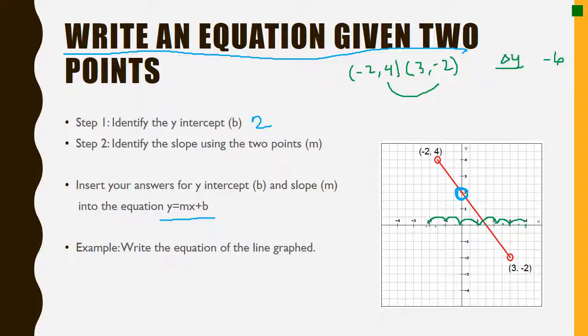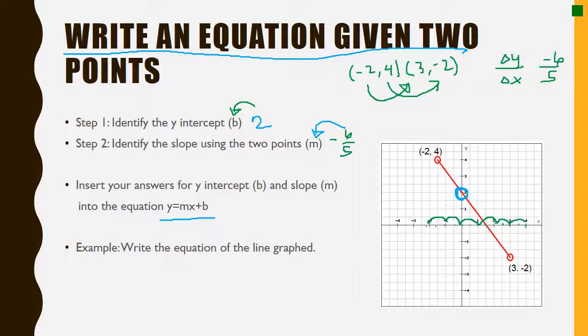And the change in your x direction from -2 to 3, that's a positive change of 5. So there's your slope, -6/5. So now I can write that right here, -6/5. Well, now it's easy. The y-intercept is the b value in your equation. The slope is the m value in your equation.